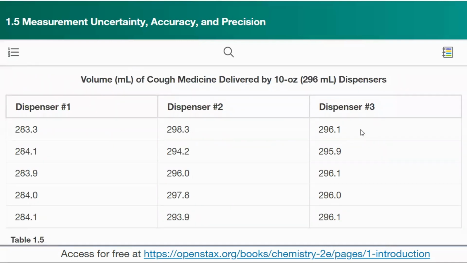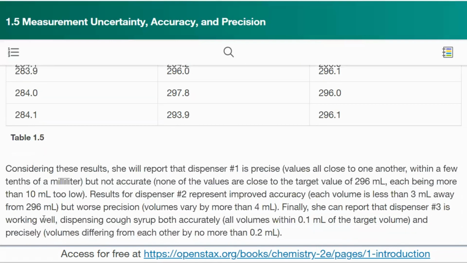So dispenser 1, let's see, you want close to 296. 283, 284.1, 283.9, 284, 284.1. Okay, to do this really well, it's good to be able to just put this through a statistical package that'll give you mean and variance. And I'm really tempted to do that. Let's see if they give an explanation.